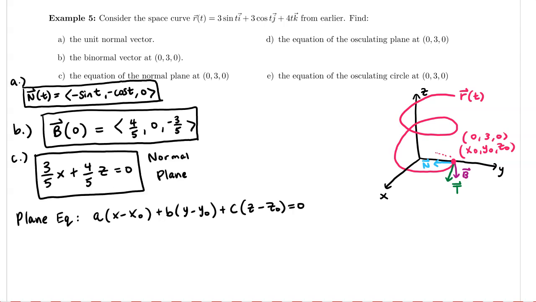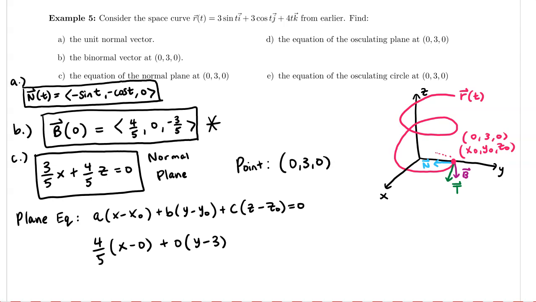So I rewrote the plane equation from earlier, and once again, the equation of the osculating plane is the plane that contains the tangent and the normal vector. So an orthogonal vector we can use is the binormal vector. And then again, we can just use a point on that plane, which is the same one we've been using, (0, 3, 0). So then putting this together, we would have 4/5 times (x minus 0) plus 0 times (y minus 3) plus, I guess minus in this case, 3/5 times (z minus 0) is equal to 0. And now if we simplify this, this ends up giving us 4/5 x minus 3/5 z is equal to 0. So there is our equation of the osculating plane.